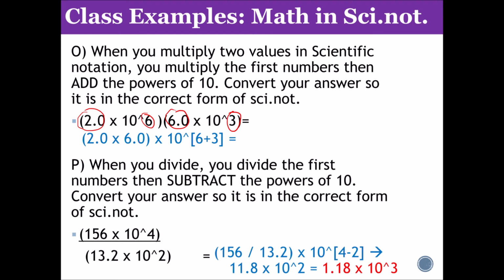2 times 6 is? Good, that's 12. 6 plus 3 is? Good, 9. So you get 12 times 10 to the 9th power. But that's not in correct form for scientific notation. You need to put the decimal after the first non-zero. So we're just going to move it that way. And we're going to add 1 to our exponent. So 1.20 times 10 to the 10th power is your answer.